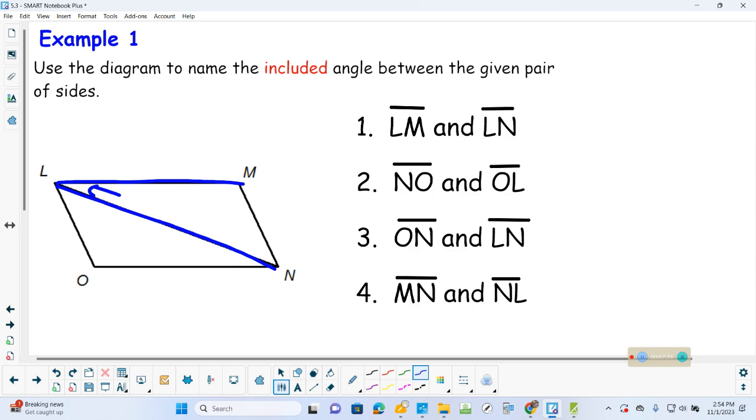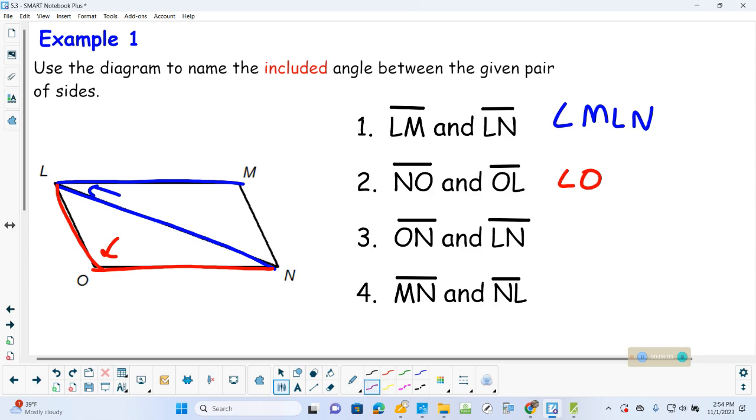So this is your included angle. Now here's the thing, to name it, this is kind of the Debbie Downer part, I can't just say angle L because L's on multiple angles here. So I'm going to use the three letters. I'm going to call it angle MLN. You could have that flipped around too. You could have angle NLM also. Okay, NO, so the bottom, red, and OL. I like this one. I can name that one easy. What's your included angle for the red sides? Angle what? Angle O, got it. We don't have to worry about the three letters. That's the only variable there on that vertex.